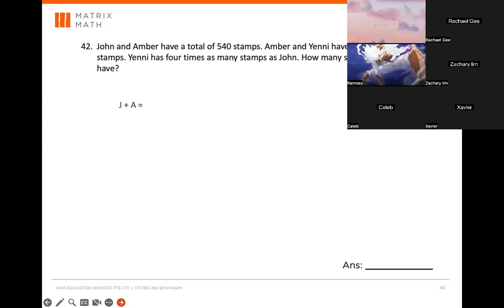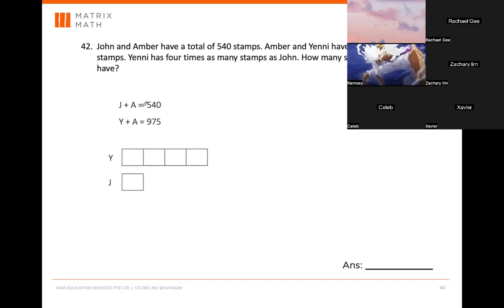John plus Amber will give you 540. Amber and Yenny will give you 975. Take note that I'm putting Amber in the same place here because they are referring to the same person. So the only difference is John and Yenny. Why is there a difference in the total number of stamps? It's because Yenny has more stamps than John. That's why when Yenny and Amber are together, they have 975. Yenny has 4 times as many stamps as John.